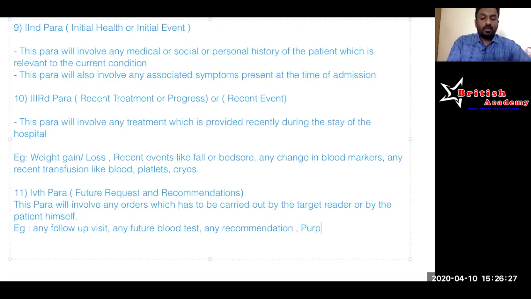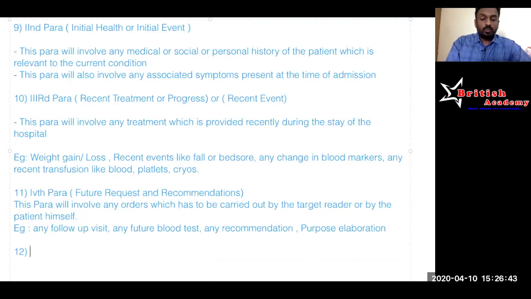Okay, that is the purpose elaboration, what you need in the fourth paragraph, what you need from the other person. All those future requests and recommendations will include any recommendations like an X-ray to be done, a CT scan to be done. Those pieces of information will come in the fourth paragraph.